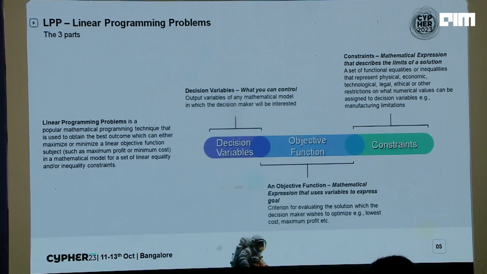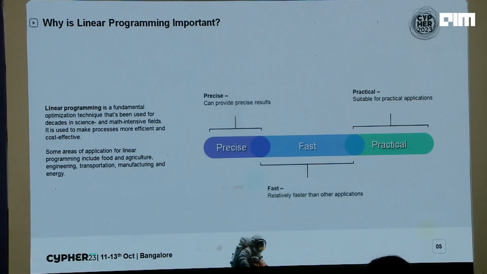Now, moving to the next slide, why is linear programming important? There are 3 things. It can provide you precise results. It has a lot of practical applications, and it's relatively fast because you have an option to choose the models as well. You can select that you're going to use Gurobi, or CPLEX, or something else. All of those are available.